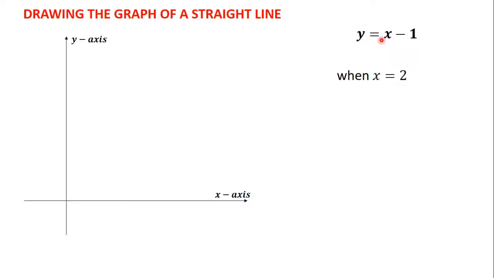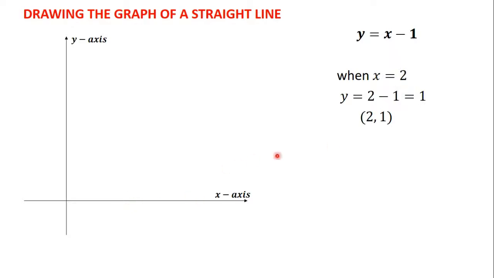We are going to substitute 2 into the equation of the straight line. So y will give us x, which is now 2 minus 1. We know that 2 minus 1 will give us 1. This means that when x is equal to 2, y is equal to 1, meaning that the coordinate of one point that falls on the line y is equal to x minus 1 is (2, 1). The x coordinate is 2 and the y coordinate is 1. So with this assumption, we have been able to find one point that falls on the straight line.